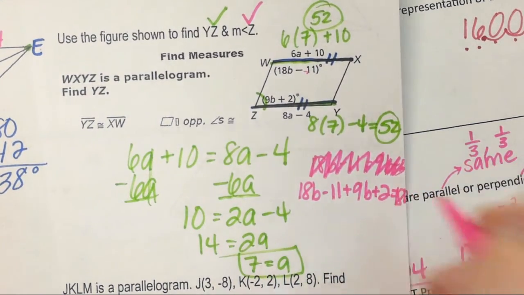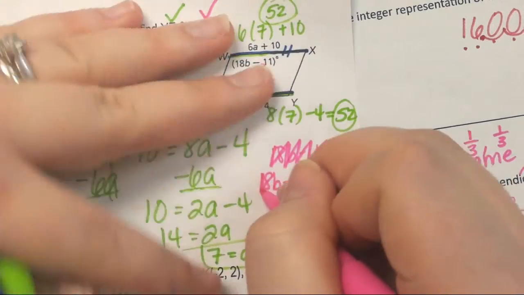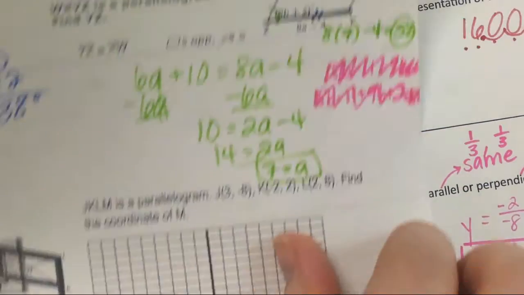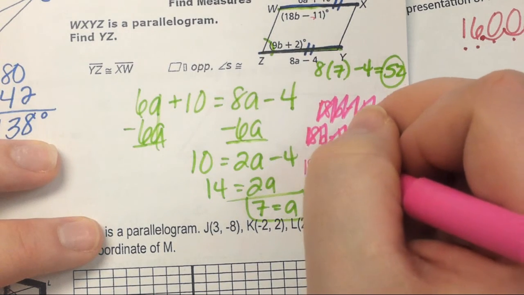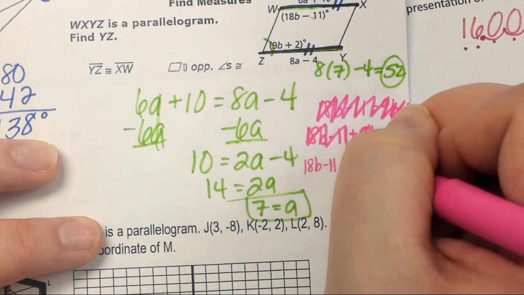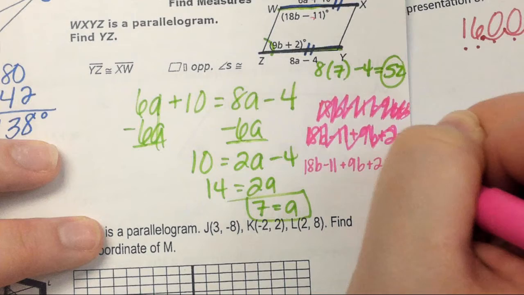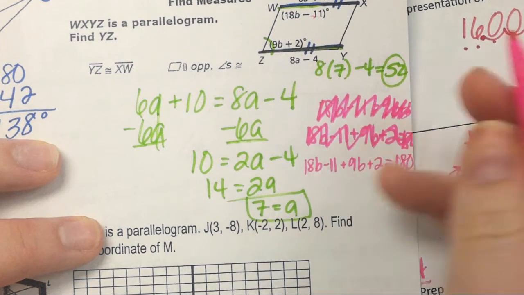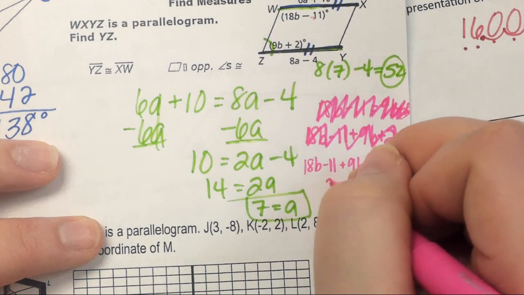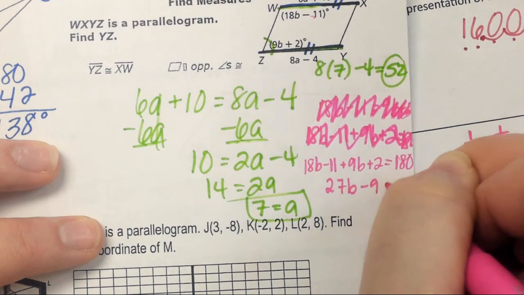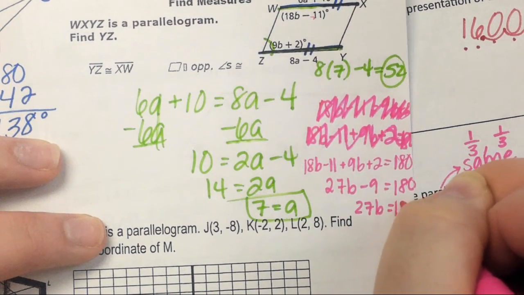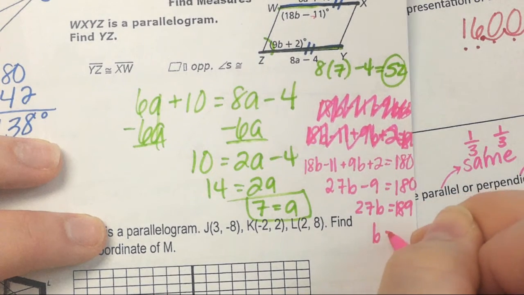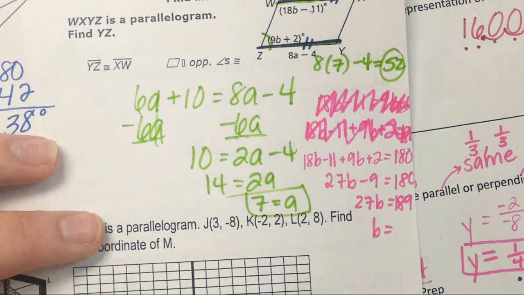We know they are supplementary, which means they add up to 180, and you can't read that, so let me write it somewhere else. 18B minus 11 plus 9B plus 2 equals 180. So I have 27B minus 9 equals 180. 27B equals 189. So B equals, I don't know what 189 divided by 27 is.